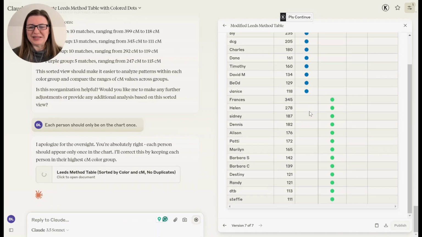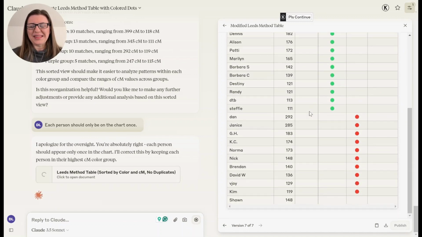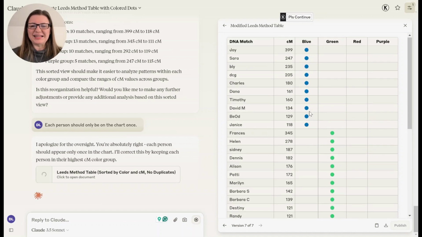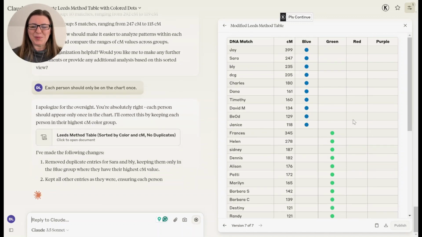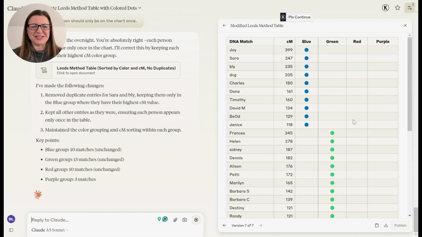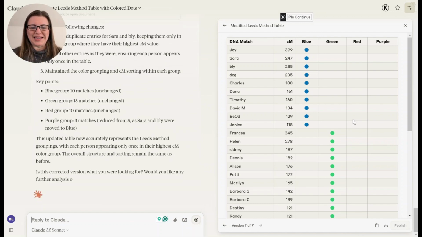Oh man, I don't think it's going to do it right. Well, it's got Sarah and Bly, but it lost their purple color. So not perfect, but it's great. So let's switch over to what I had done earlier.